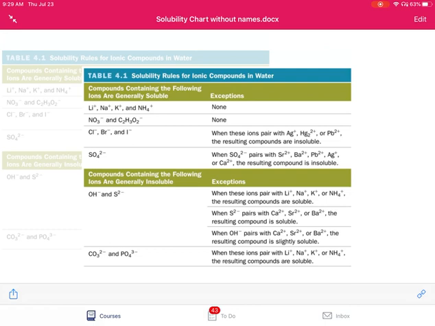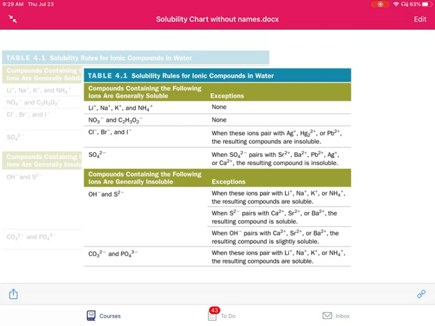Then we get into the halogens in group 7A, so chloride, bromide, and iodide. Now these are usually soluble, they can dissolve pretty well, unless they're bonded to silver, mercury, or lead. So remember, we saw the example of sodium chloride, which dissolves really easily, but silver chloride is insoluble. It does not dissolve. So there's some exceptions to the halogens there.